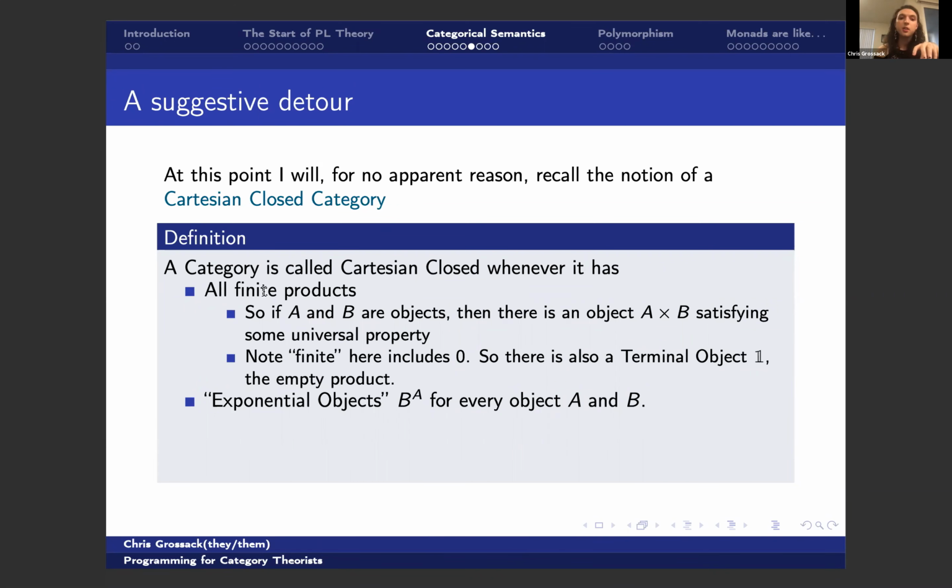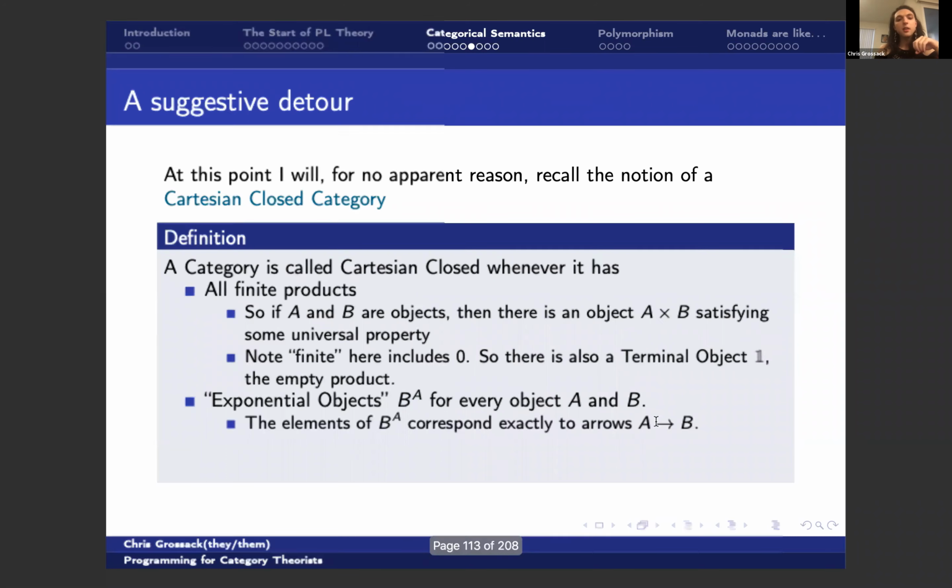That's the other thing that a Cartesian closed category has to have, where for any objects A and B, I have this B to the A, and the elements of B to the A correspond exactly to the arrows from A to B. So you can think about this as being a function type. Or you can think about this as being, yeah, the elements of this correspond exactly to functions. So this is exactly the structure that we need.